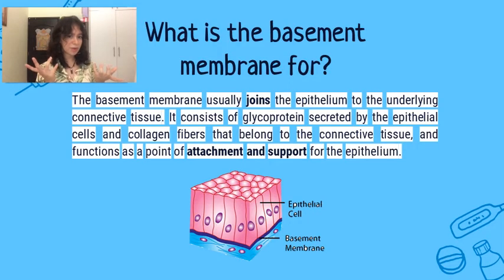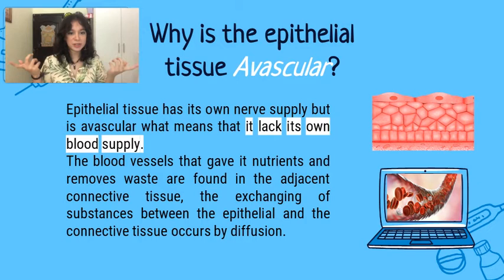What is the basement membrane for? Epithelial cells come with a basement membrane whose main function is to support and attach the cell to the underlying connective tissue. Why is the epithelial tissue avascular? An avascular tissue lacks blood vessels. The epithelial tissue is almost completely avascular because no blood vessels cross the basement membrane to enter the tissue.